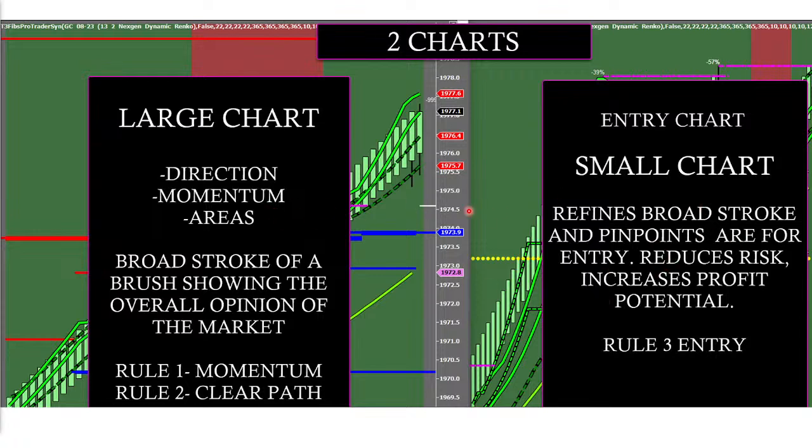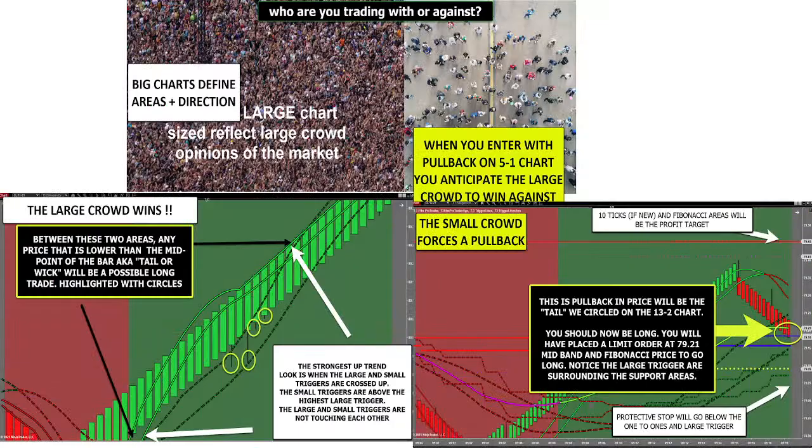So these 2 charts, guys, we use them because it's really just kind of a reflection of who's in control. Your large chart is this giant crowd of people, right? This is 50,000 people at a Beatles concert. The big chart is going to define what the large crowd wants to have happen. It's going to define the direction. It'll define the areas. It'll define the momentum. And really, this is just what the large crowd wants. The small crowd fights the large crowd. It creates this little pushback that we can take advantage of.